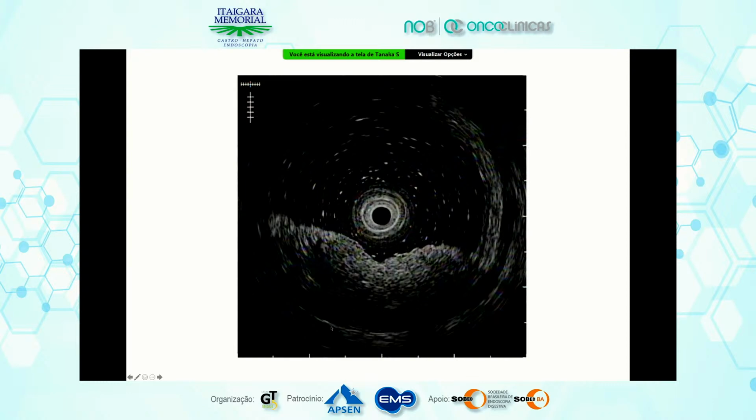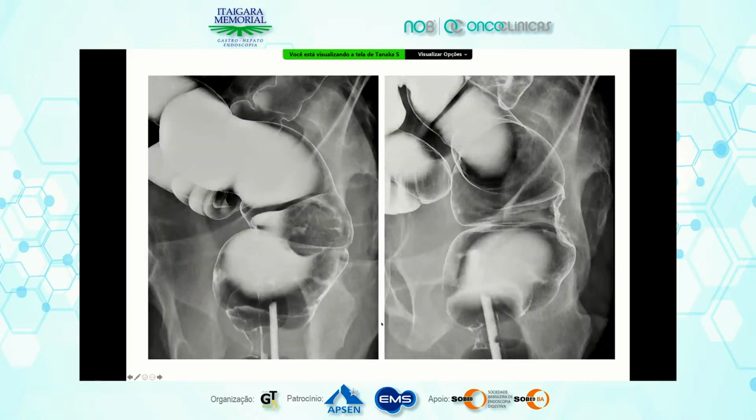The muscular layer is swelling, so we suspect this region is T2 cancer. So we confirmed by fluoroscopy. Like this, linear rigidity and deformity in lateral view. So we can get a definite diagnosis of T2 cancer of this region. So we sent this patient to surgery.